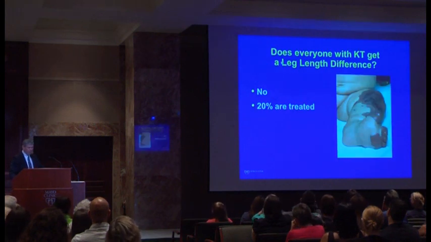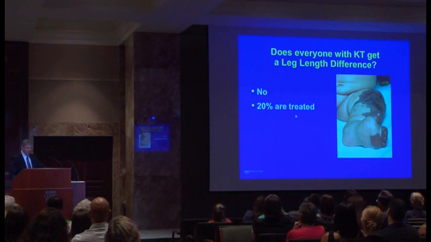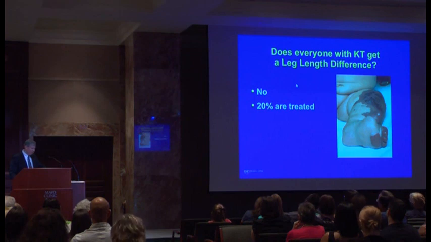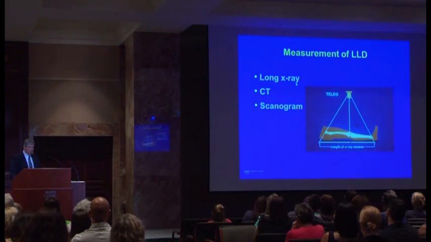Does everyone get a leg length difference? No, in fact, probably the majority of the patients do not have unequal leg lengths, but about 20% of the kids that have the vascular malformations, we treat for a leg length difference. And it can be as much as a couple inches, 3 inches, or as little as just a few millimeters.